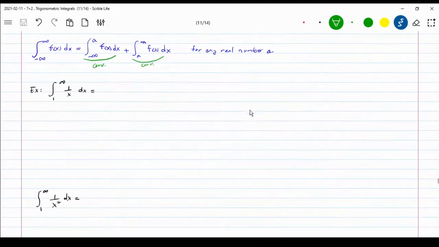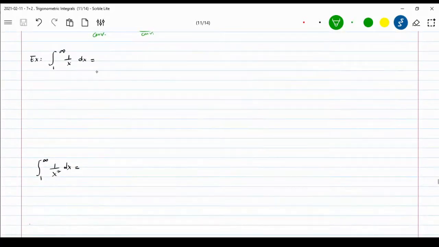Okay, so here's an example. Let's calculate this integral from 1 to infinity. What I'm going to do is write it in terms of a limit. You say limit as t approaches infinity, calculate the integral from 1 to t of 1 over x dx.